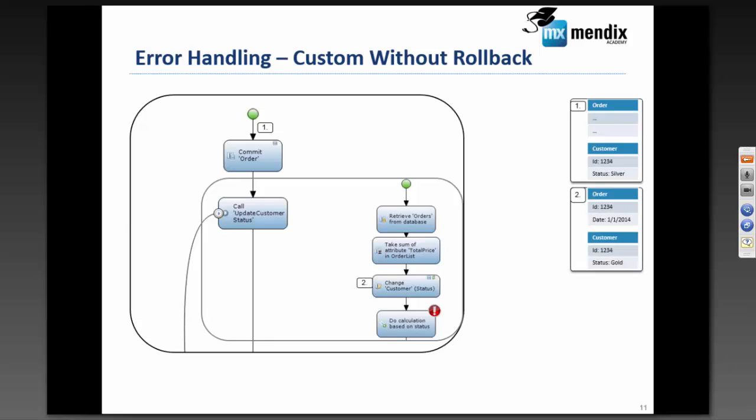Once we commit the order, we have an order persisted to the database and a customer status updated from silver to gold. However, we then hit that exception at the end of our subflow, and since we have custom without rollback set up, we're still going to have that order persisted. It's going to exist in the database. However, you can see the customer status is back to silver. So with that nested transaction, it's saying everything that happens at that lower level, roll it back because we hit an error, but don't roll back anything else because we're handling it custom.